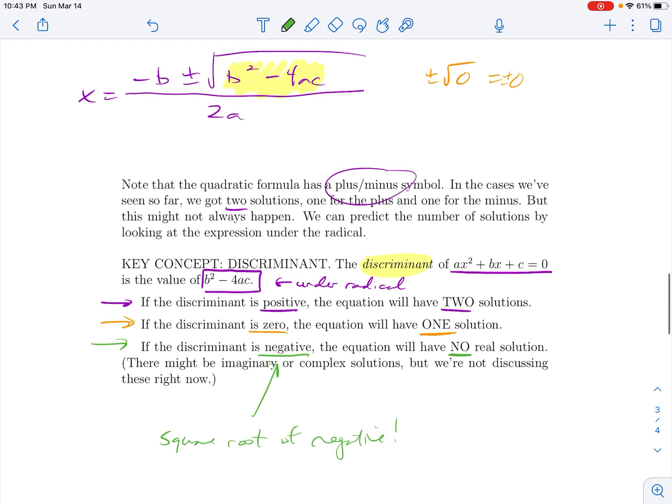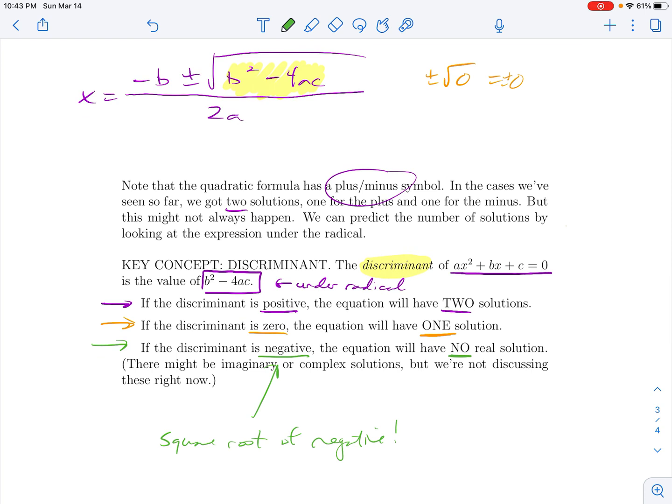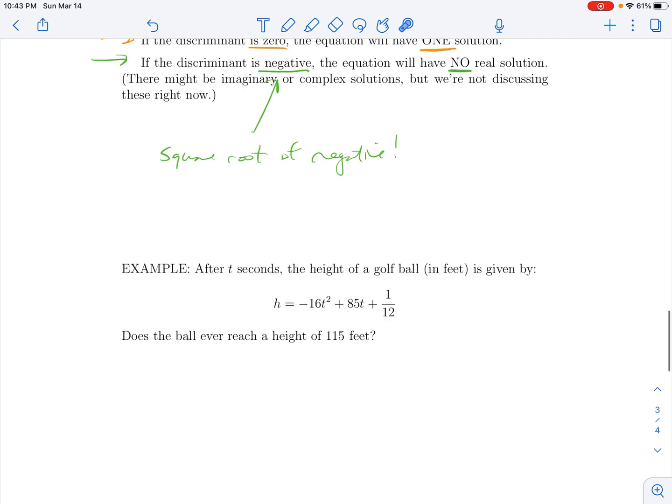So a really nice feature of the discriminant, it allows us to do a quick little computation. And without going through all of these steps, we can quickly predict, does this equation have a solution, and how many solutions will it have? Maybe that's all we're concerned with. If you want to find the solution, you need to do extra work. But if you just want to know if there's a solution, the discriminant does it for you. So let's look at an example and then we'll wrap up this section.